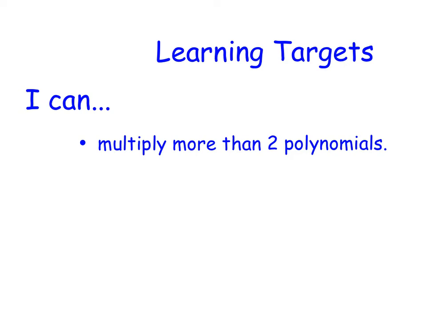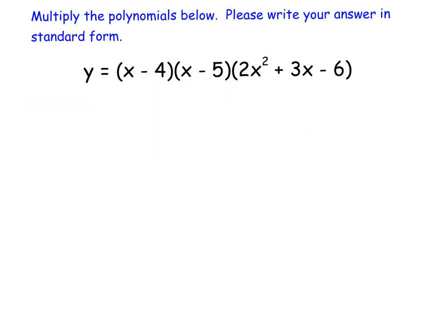In this video, we'll continue learning how to multiply polynomials, but we'll be focusing on what we do when we have more than two polynomials to multiply. So if you look on the screen, you'll notice that we have three polynomials being multiplied. We have a binomial here, a binomial here, and a trinomial here. And while this looks pretty complicated, it's actually very similar to when you multiply just two polynomials together.